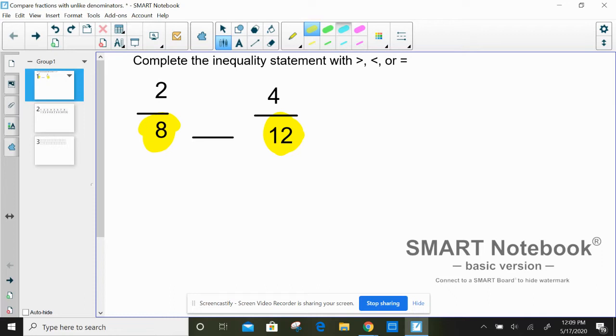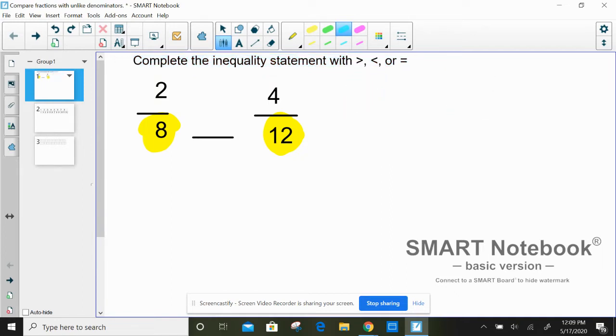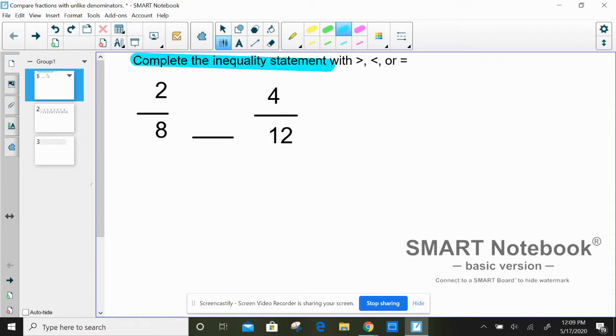And so the instructions here say complete the inequality with the statement less than, greater than, or equal to. That's what those mean. Sometimes they won't give you the less than, greater than, or equal to symbols. Sometimes they'll just say complete the inequality statement. So whenever you hear that, you know that you're basically saying, is this one bigger? Or is this one bigger? Or are they equal? Okay, that's what that means when it says complete the inequality statement.